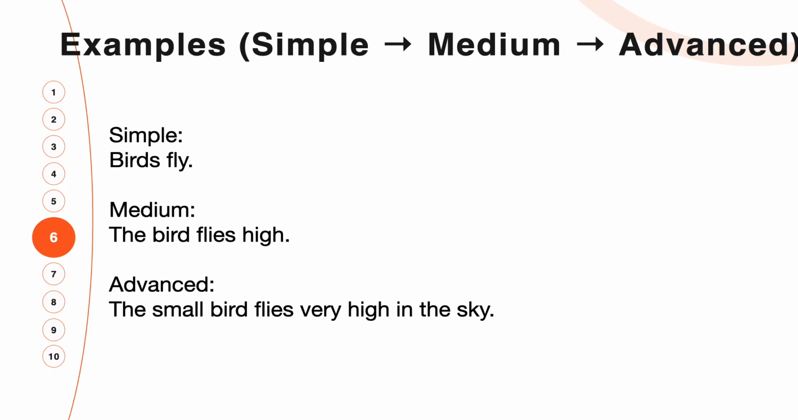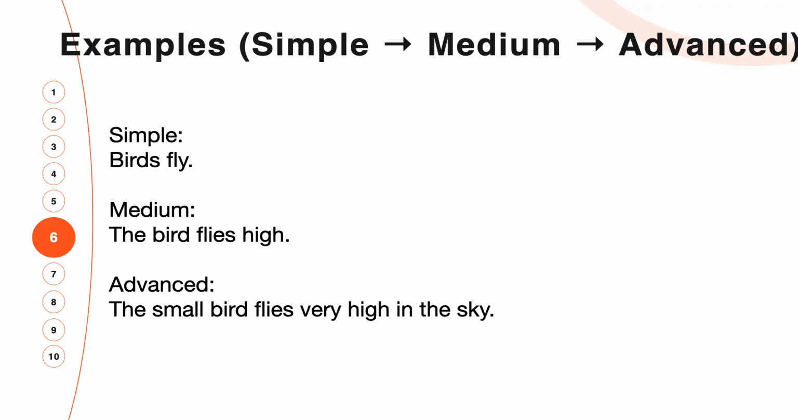Let's build a sentence gradually and see how different parts of speech improve it. Start with a simple sentence. Birds fly. This is a very basic sentence. Birds is a noun, fly is a verb. So here we only have a noun and a verb. Even though the sentence is short, it still gives a complete idea.